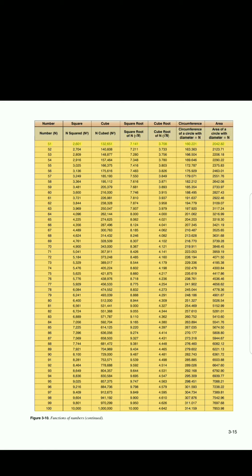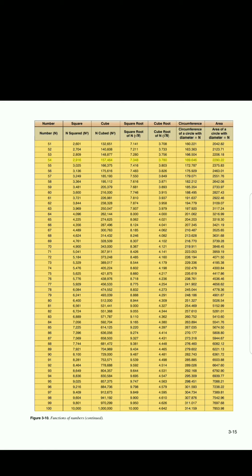51, 2601, 132,651, 7.141, 3.708, 160,221, 2042.82. 52, 2704, 140,608, 7.211, 3.733, 163,363, 2123.71. 53, 2809, 148,877, 7.280, 3.756, 166,504, 2206.18. 54, 2916, 157,464, 7.348, 3.780, 169,646, 2290.22.